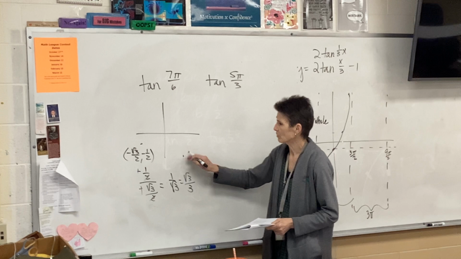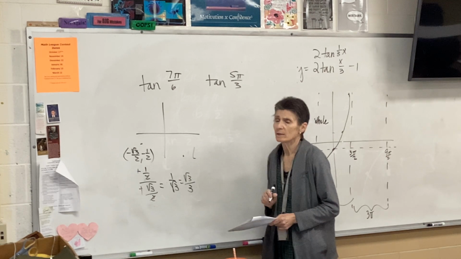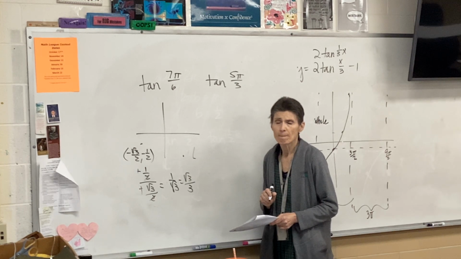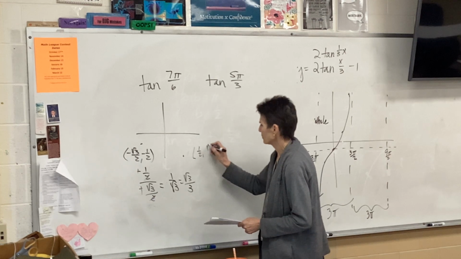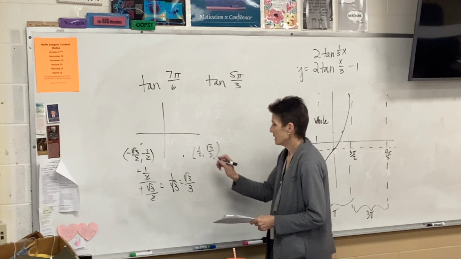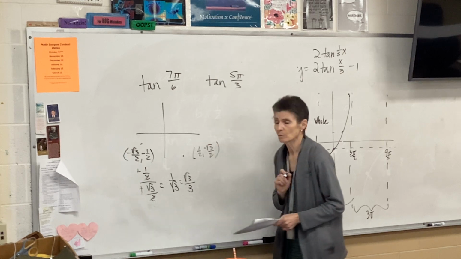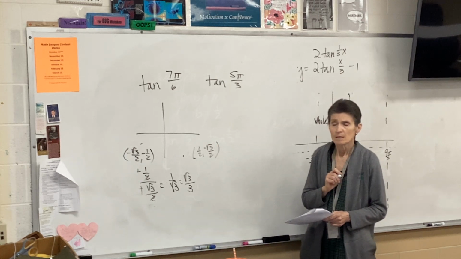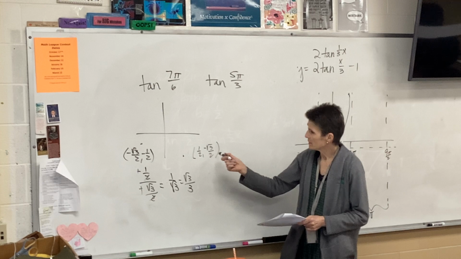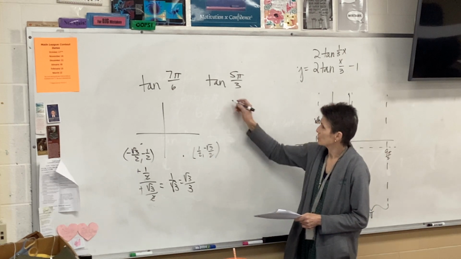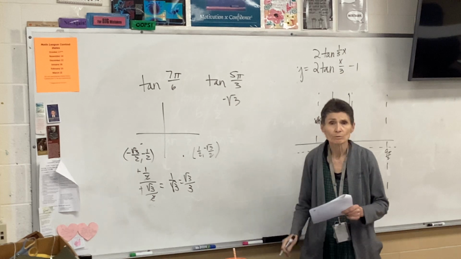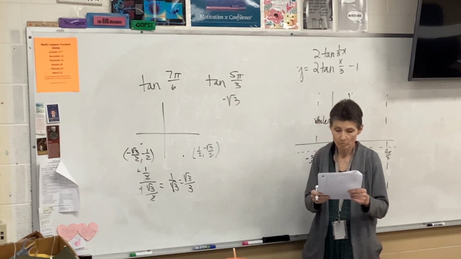5 pi over 3 is over here. It's a pi over 3 angle, so it is in quadrant 4. So it will be 1/2, root 3 over 2. And the root 3 over 2 is negative. So tangent is going to be y over x. So that's just going to be negative root 3 over 1, negative root 3.